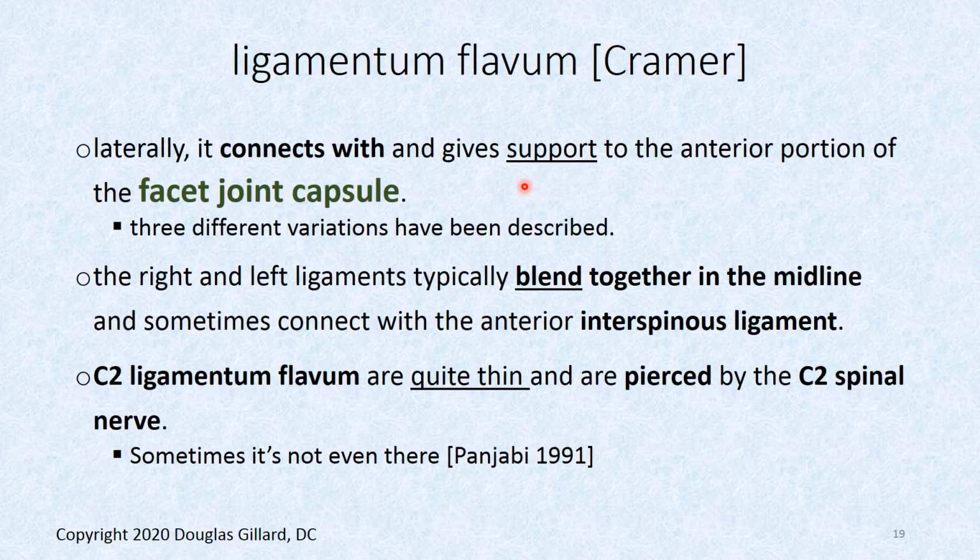There's three variations that have been described of the ligamentum flavum. Some don't actually support the capsule. Some go about halfway across the capsule, and another version goes all the way and completely covers it. I'll show you a picture here in a second. They usually blend together. The right side and the left side come together. Sometimes it even intermingles with fibers from the anterior part of the interspinous ligament.